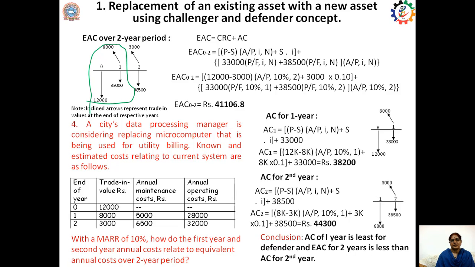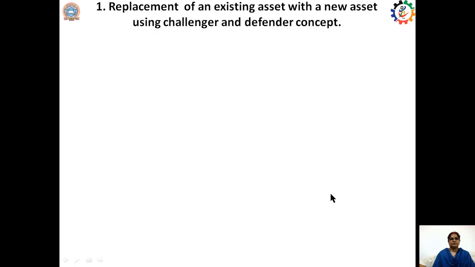Now 3 values are there. You compare which is least. This one is least. So AC of first year is least. You have to write the conclusion. And out of these two, once again, EAC for 2 years is less than AC for second year. This kind of conclusion should be written whenever you are asked to compare the costs.